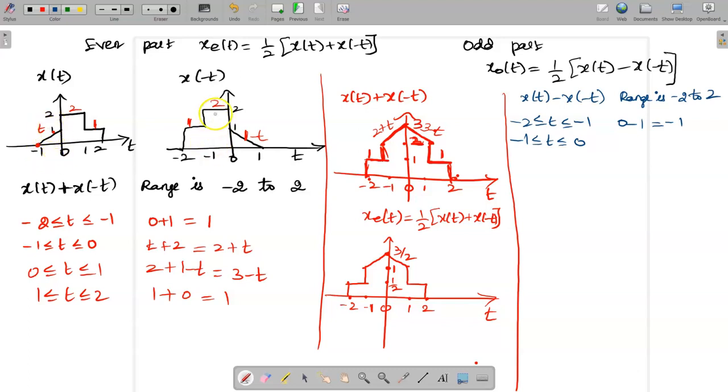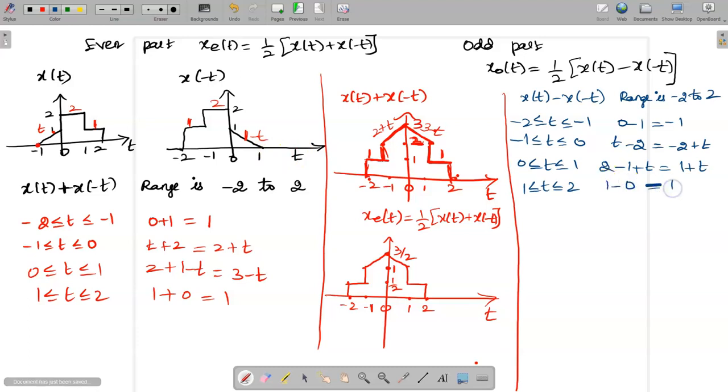Here it is t, here it is 2. So t minus 2, which is nothing but minus 2 plus t. For 0 to 1, here it is 2, here it is 1 minus t. So 2 minus 1, minus into minus will become plus, so it is plus t. 2 minus 1 is 1, so 1 plus t. And then for 1 to 2, here it is 1, here there is no value. So 1 minus 0 is nothing but 1.